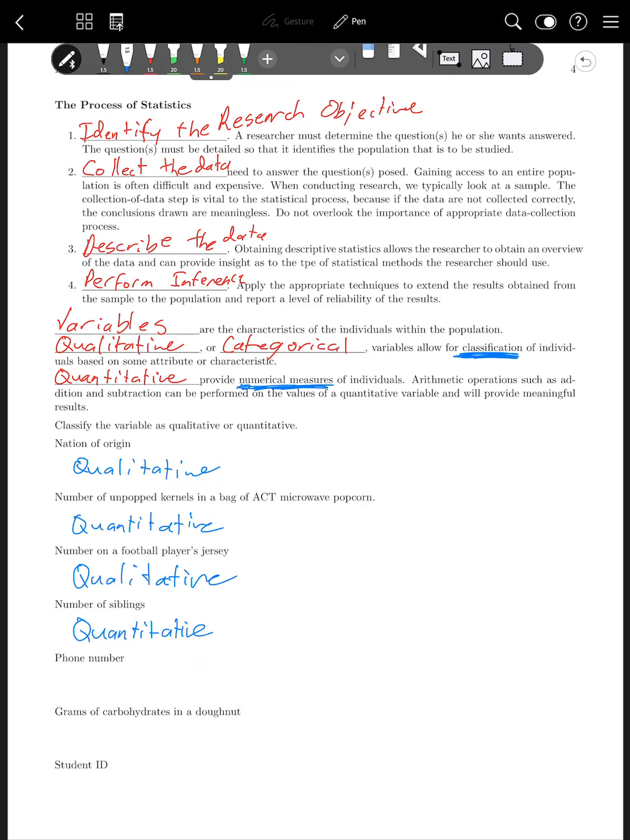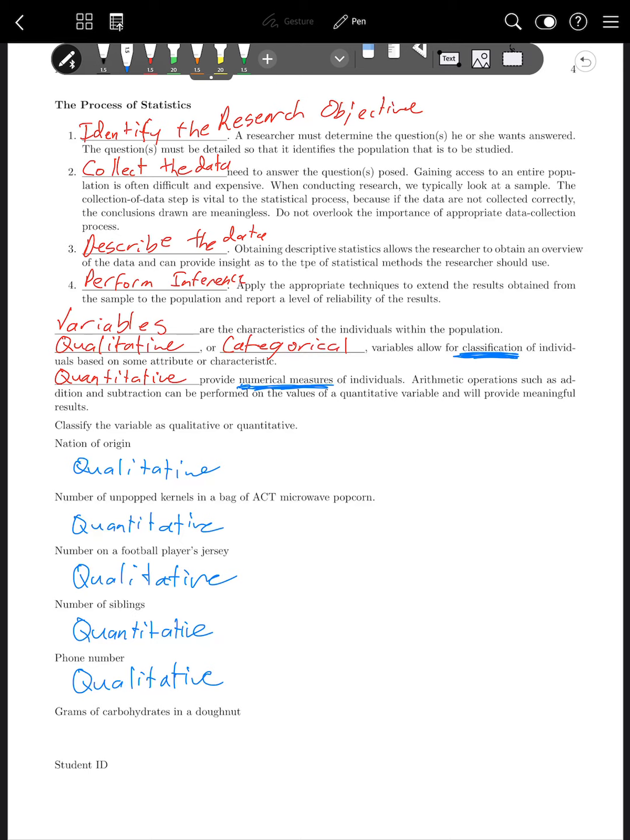Phone number. It's a number, so you might think quantitative, but this is actually qualitative, because it does not measure something about you, it classifies you. It's actually a numerical label of you, right? Similar to Social Security number, student ID, things like that.